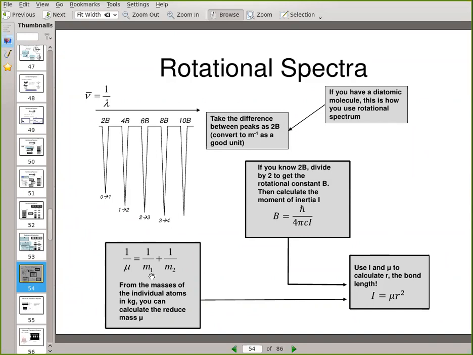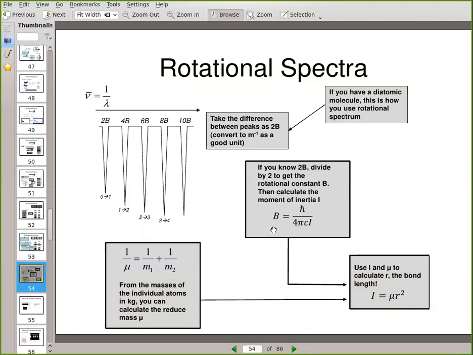Okay. So first thing you do is you calculate the reduced mass. The second thing is you can go to experiment and you have a look at the spectra. Because we know that the difference between the peaks in a rotational spectrum, a microwave spectrum, is 2B, what we do is we take that difference and divide it by 2 to get what B is.